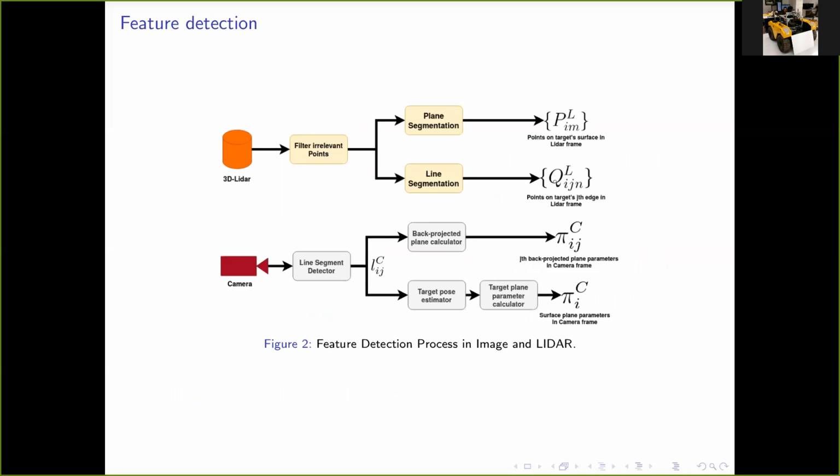Moving on to the feature detection process. For LiDARs, the first step is to remove points which have very low probability of lying in the common field of view of the camera LiDAR pair. Then, on the remaining point cloud, we use RANSAC-based plane and line segmentation algorithms to segment out points lying on the target surface and the points lying in the target's edges. As far as the camera images are concerned, we just need to detect the line segments which define the edges of the target. The detected line segments are further used to determine the respective back projected planes and also the plane parameters of the calibration target surface.